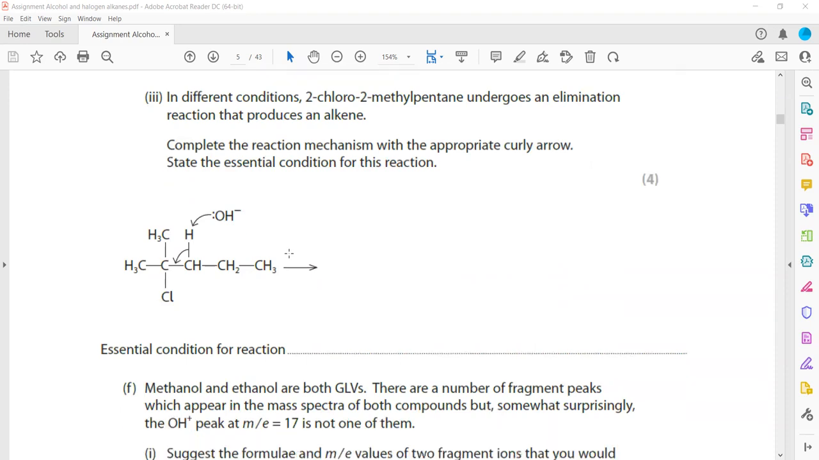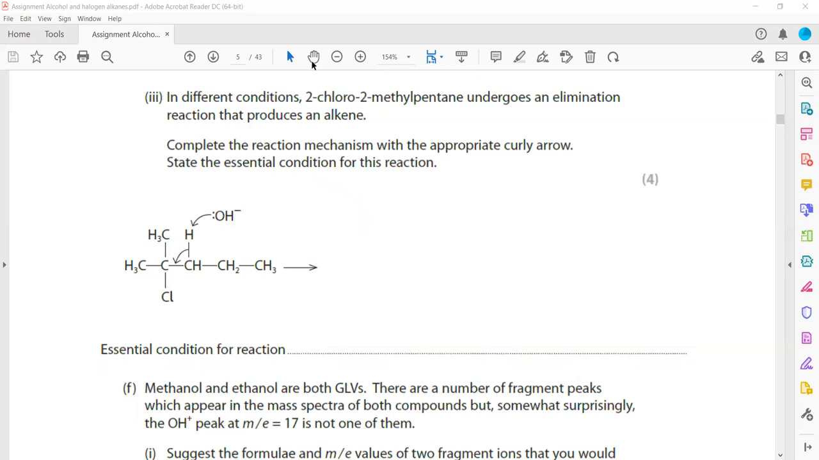In different conditions, 2-chloro-2-methylpentane undergoes elimination. An elimination reaction occurs when the same reagent is used in alcoholic medium. Complete the reaction, because whenever an elimination reaction occurs for halogenoalkanes, that halogenoalkane will convert into an alkene. There will be a double bond.